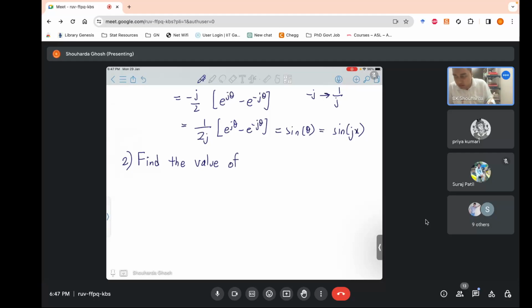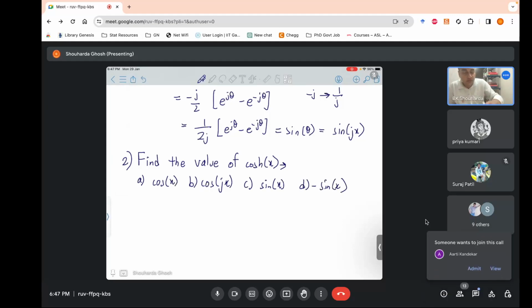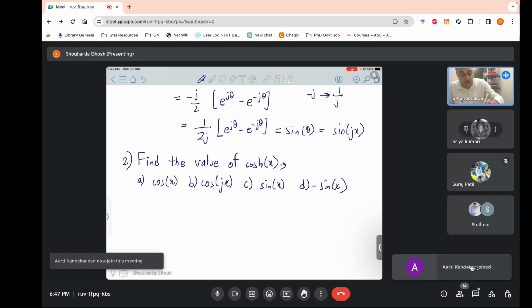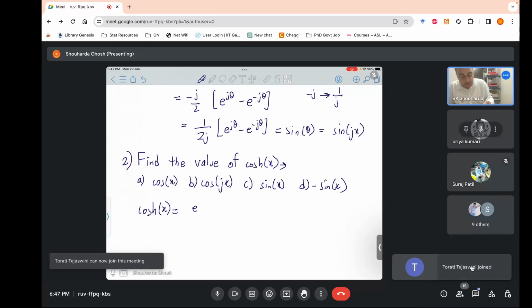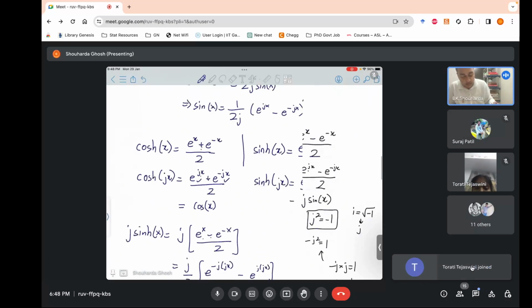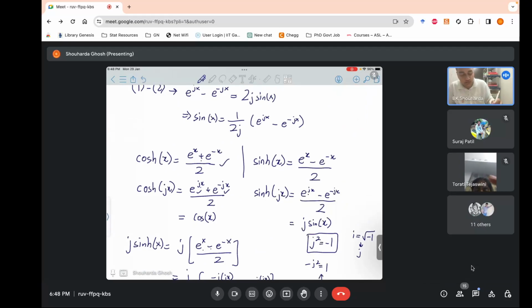Find the value of cosine hyperbolic x. The options were cos x, cos jx, sin x, minus sin x. Okay, so now what we should be doing, once again, e to the power x plus e to the power minus x upon 2, that's what we told earlier, cos hyperbolic x formula.